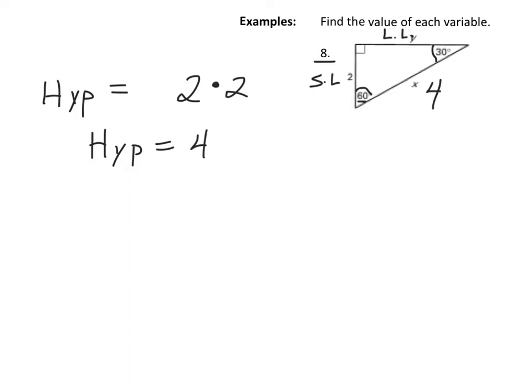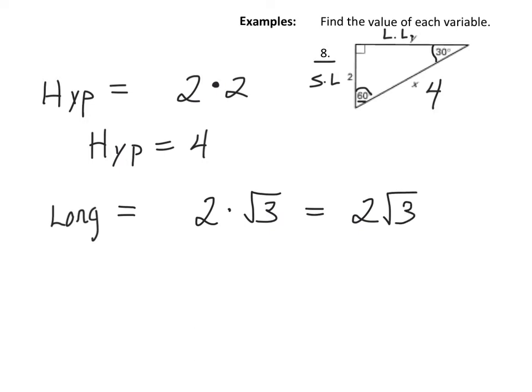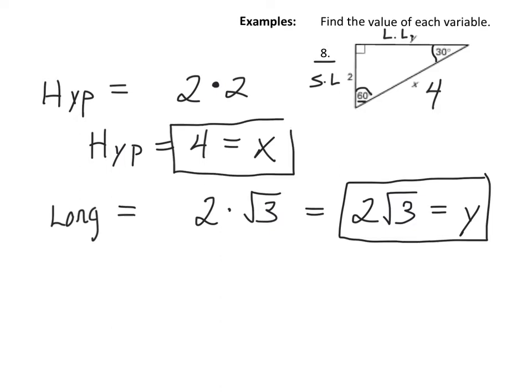Now, the other piece we're looking for, obviously, is the long leg. So if you remember our rule from up above, to figure out the long leg, what I'm going to do is take the short leg and multiply it by radical 3. Well, in this case, I have the short leg, so instead of writing short leg, I'm going to fill in the length of the short leg, which is 2, which is obviously just going to be 2 radical 3. So that's going to be my length for the long leg, or in this case, y, and I already solved for my hypotenuse, which was 4, and that equals x.